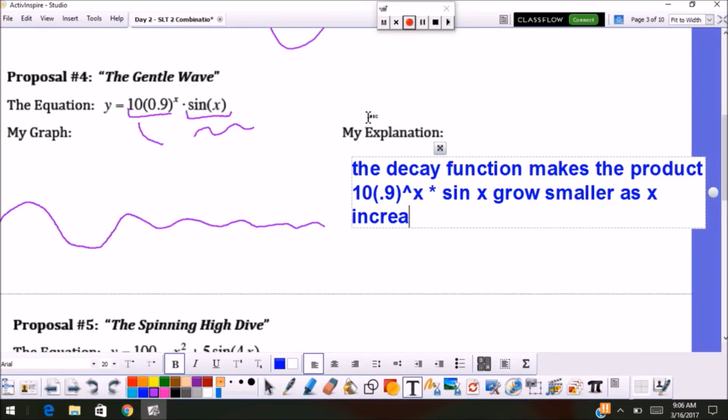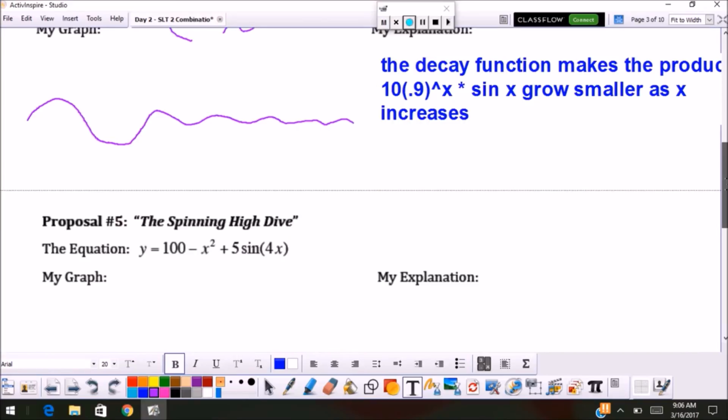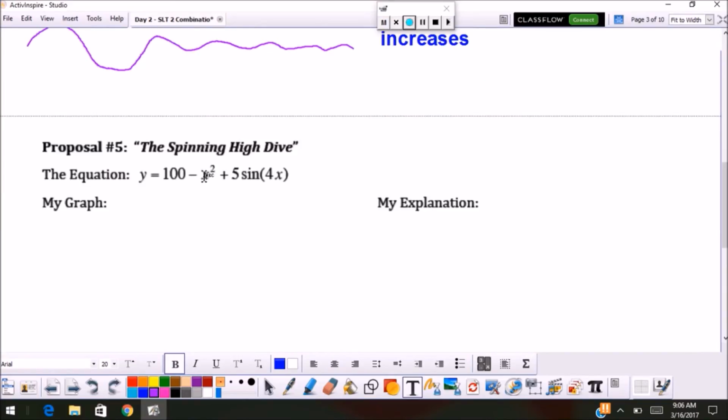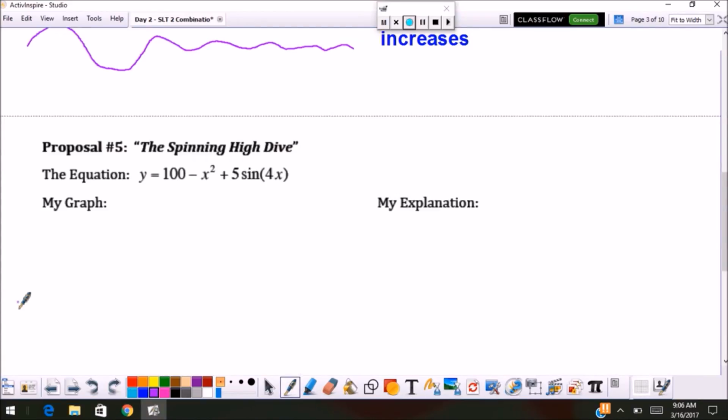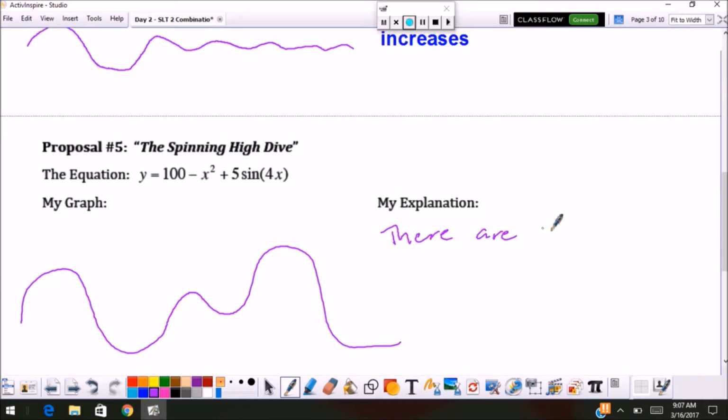All right, so the last one is called the spinning high dive. We've got a lot going on in this spinning high dive. The spinning high dive has 100 minus a parabola plus a sine function. So my graph, I just drew a crazy graph, and my explanation literally was just, there is a lot going on. I was just like, ooh. There are 3 functions added together.